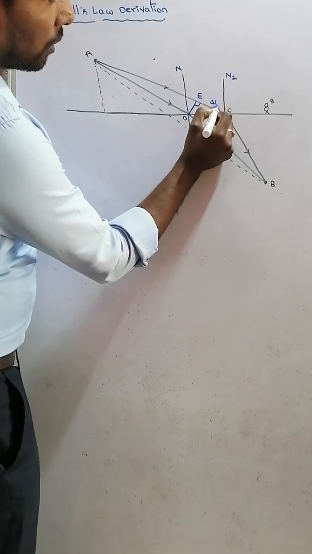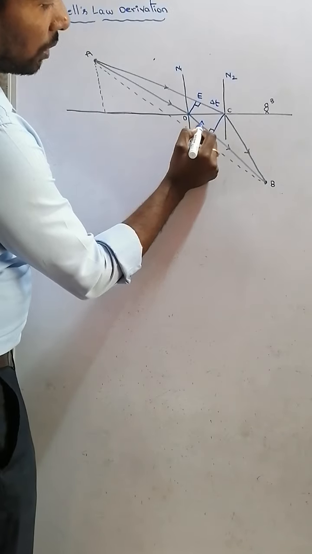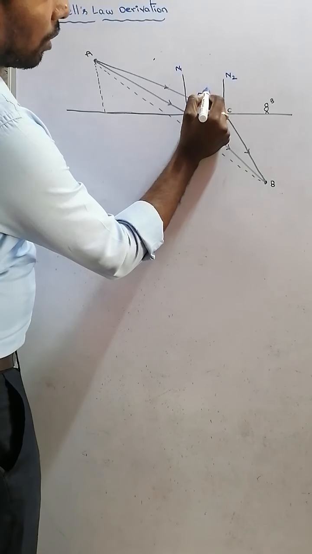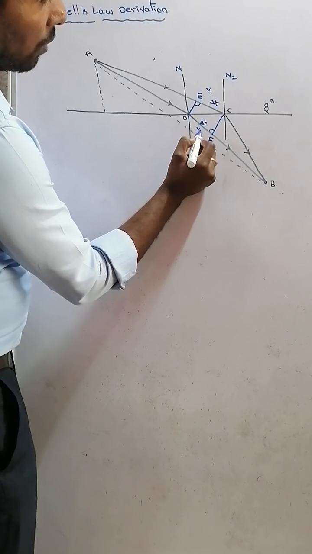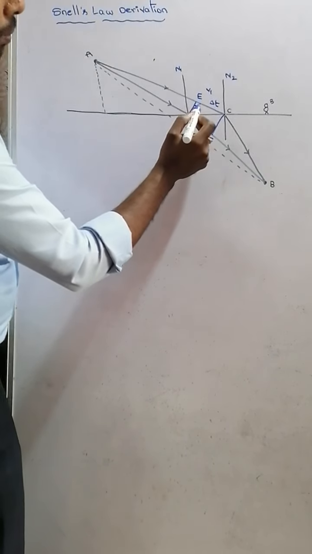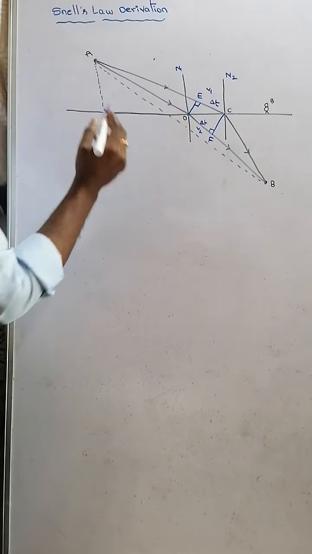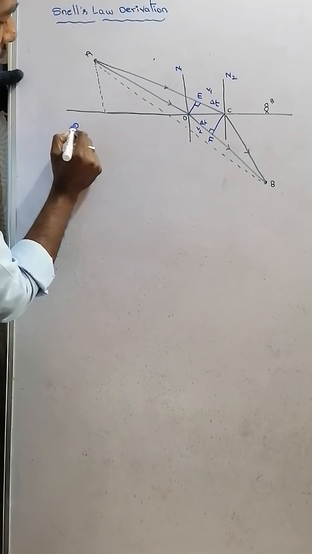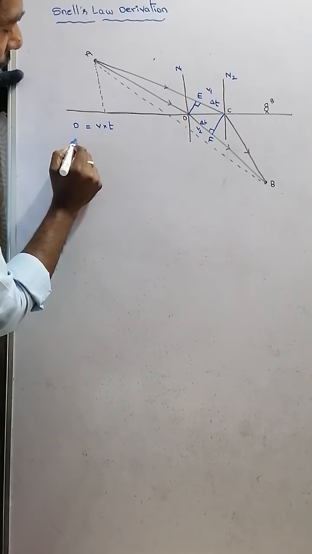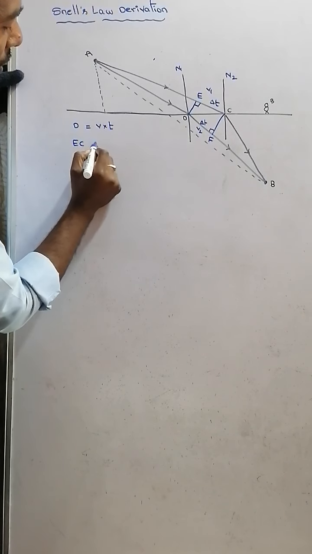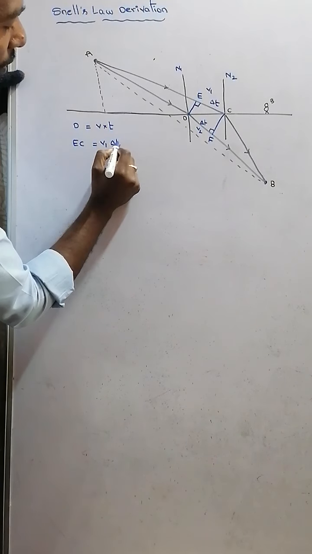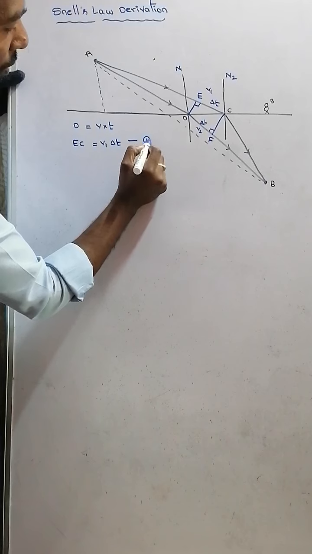So consider that the change in time interval is t. Here it is delta t. Both time intervals are the same, and here he travels with the speed of v1, and here he travels with the speed of v2. Now the distance traveled by the person from E to C, we know the distance formula is speed into time. Based on that, EC equals speed into time, meaning v1 into delta t. This is equation number 1.